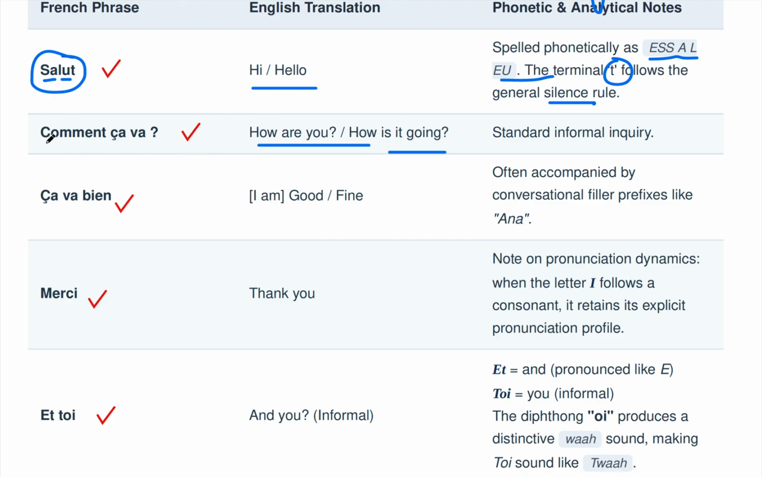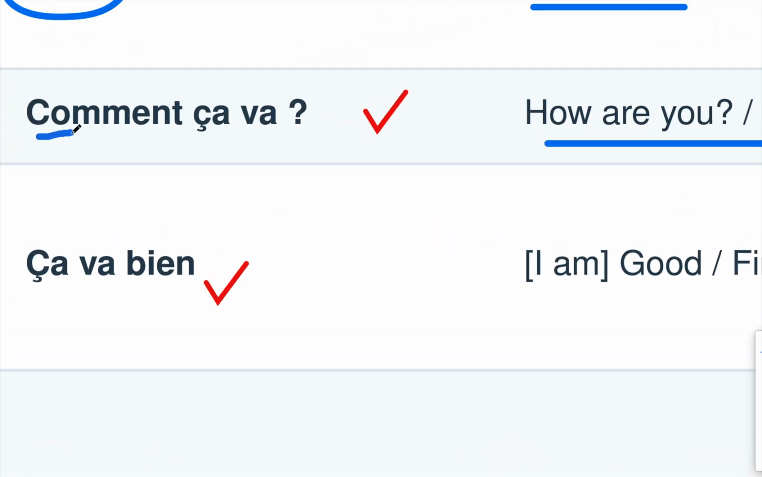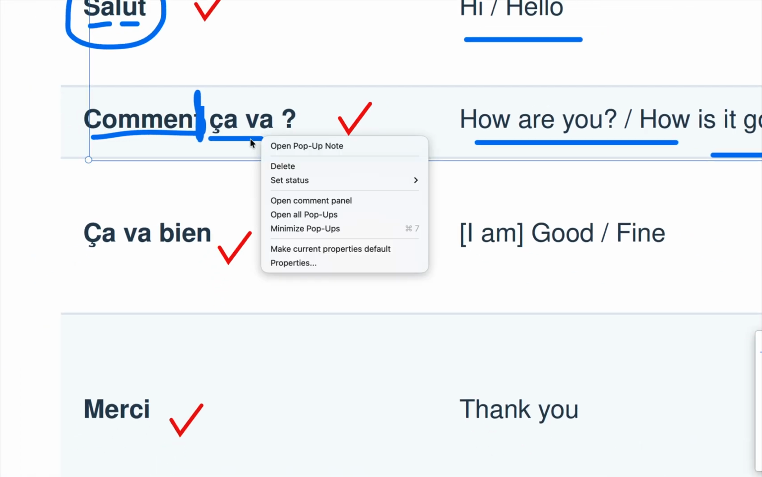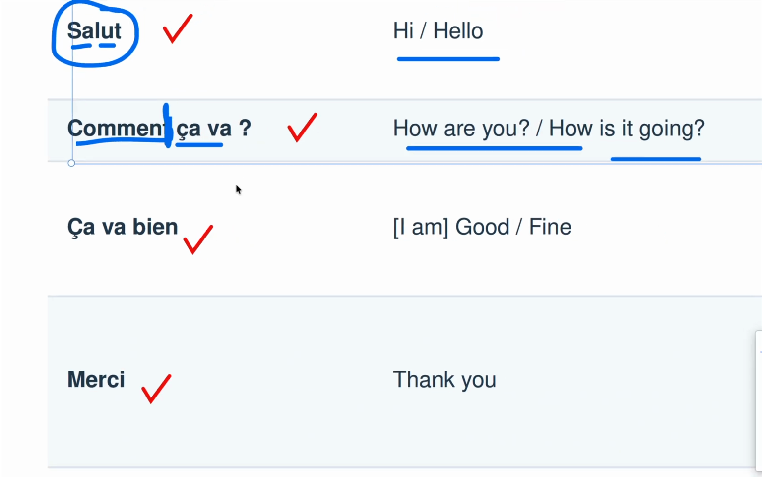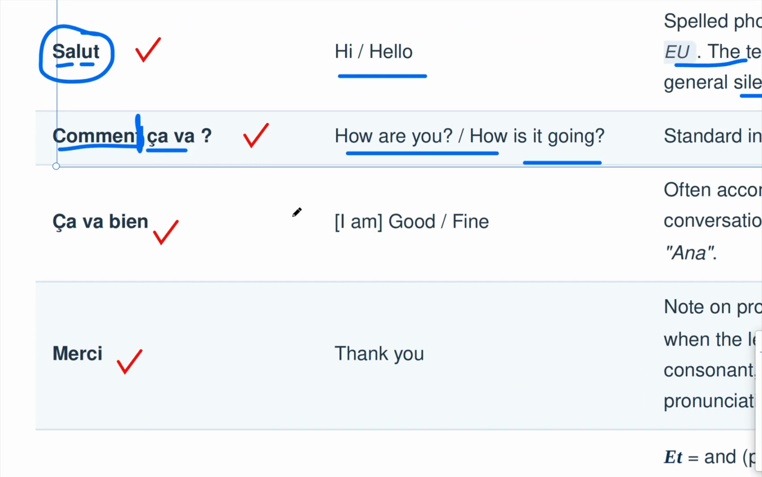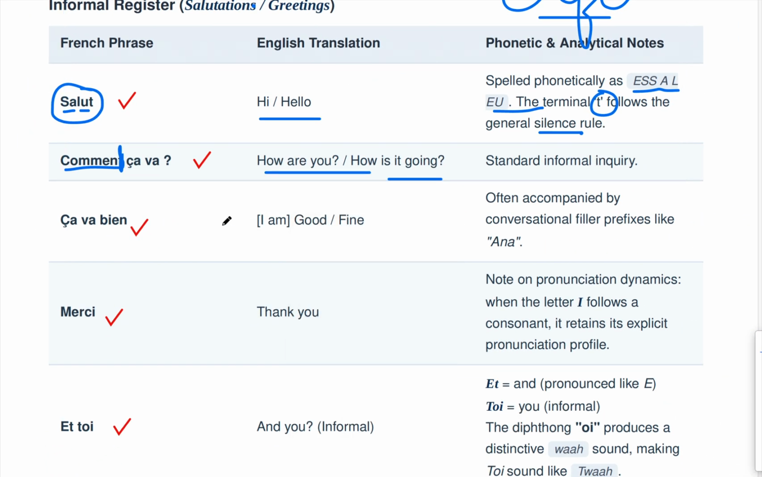We ask, so it will be comment. Because T you don't have to pronounce, it becomes como ça va. Okay, because this is just a two-alphabet word, that is why you have to pronounce the last word. So it becomes como ça va. Como ça va means how are you.